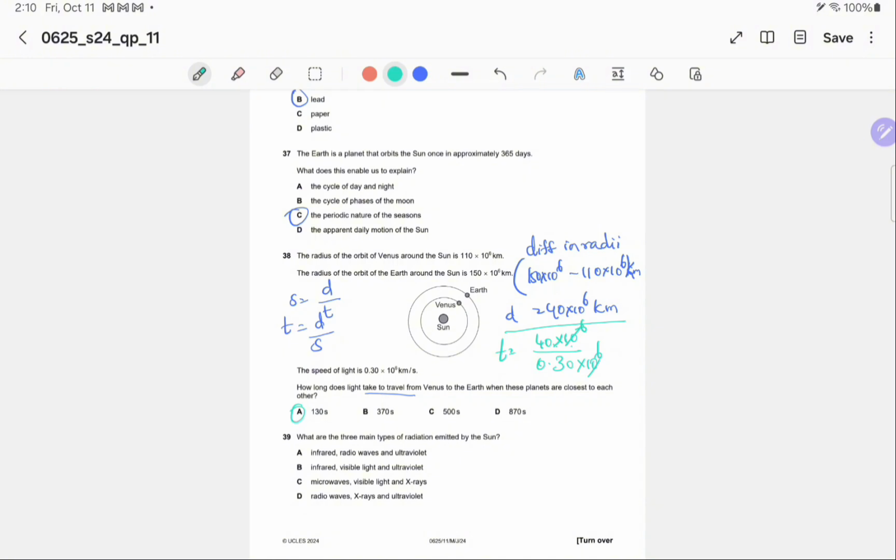39th question. What are the three main types of radiation emitted by the sun? We know they are UV and infrared, and one more thing, visible light. That's all, these three things.